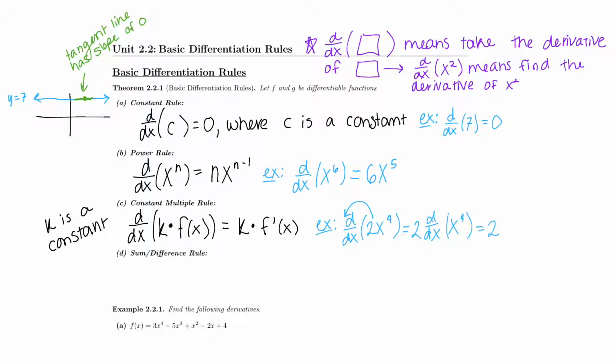So we'd have 2, the derivative of x to the 4th, using that power rule, bring the constant down in front, or sorry, not the constant, the exponent, bring the exponent down in front, and then lower the exponent by 1. And then 2 and 4 can be multiplied together to give you 8x cubed.